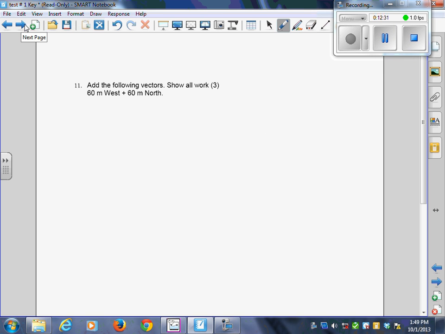Add the following vectors. Show work. Now, I cringed when I saw this question because I screwed up. Maybe this one wasn't supposed to be done by scale. But anyways, it's 60 west and 60 north. So you can do a scale, 1 centimeter equals 10. But you should realize west and north, hey, I can use Pythagoras, right? So west, 60. North, 60.